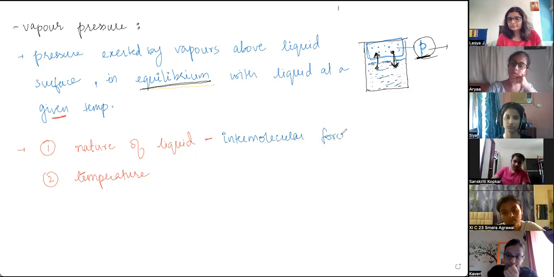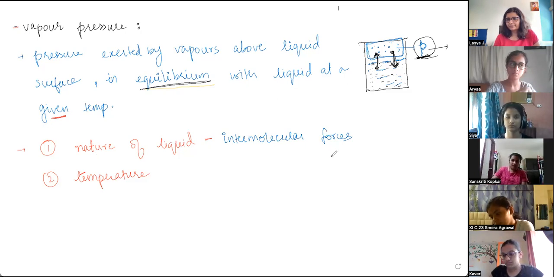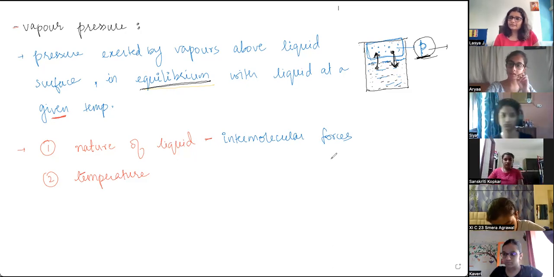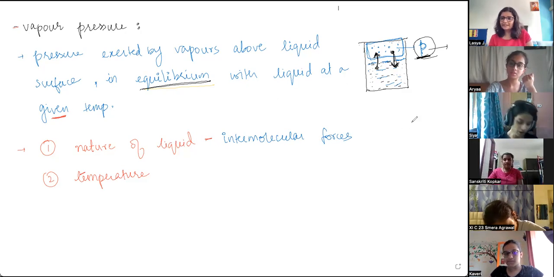How does the polarity affect the volatility? What are the intermolecular forces present in polar substances? There's unequal distribution, right? In polar molecules, there's unequal distribution of electrons within the molecules.